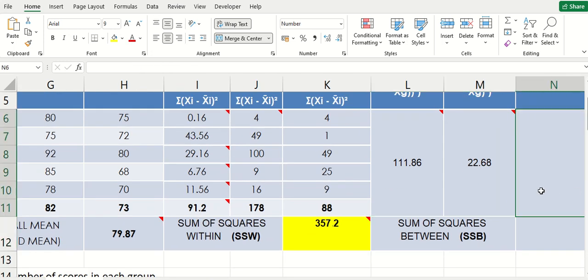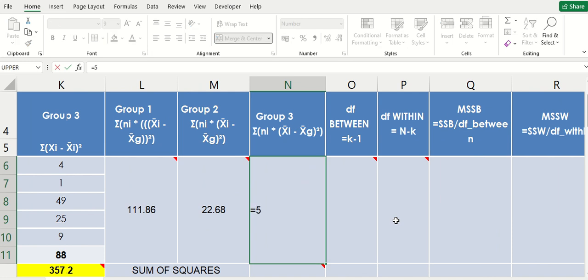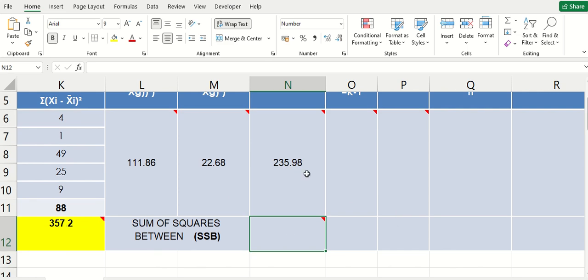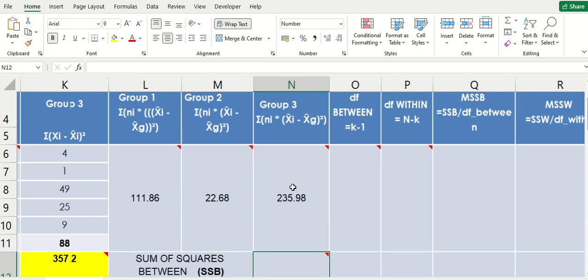Now let's have the third group. Same process. Okay. Let's put the 5. I can remember it's 73, the mean of the third group, minus our overall grand mean, 79.87. Oh, sorry, I just forgot to put another parenthesis, but it's still the same answer.